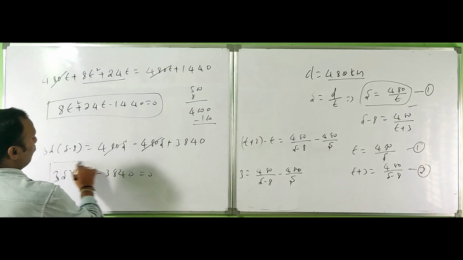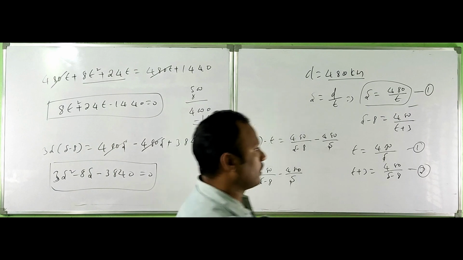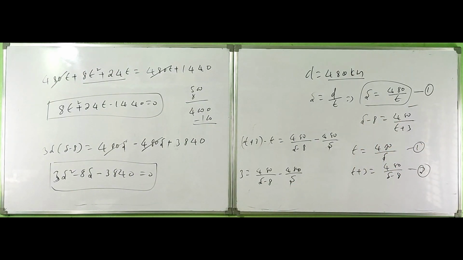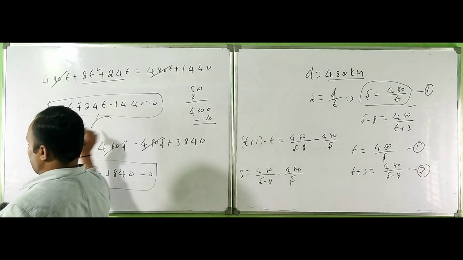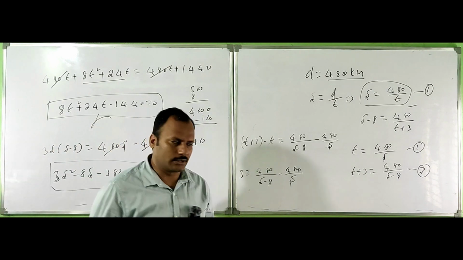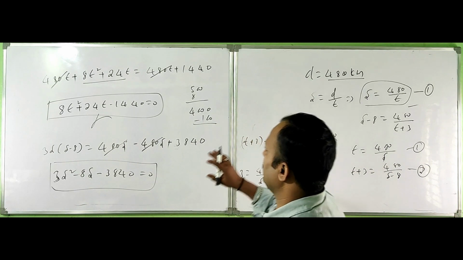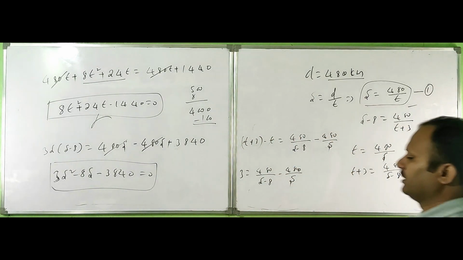This is also one form. In terms of t we can write, and in terms of s we can also write: 3s square minus 8s minus 3840 is equal to 0. We will go to the numerical solution also, but this is how to represent this word problem as an algebraic expression.